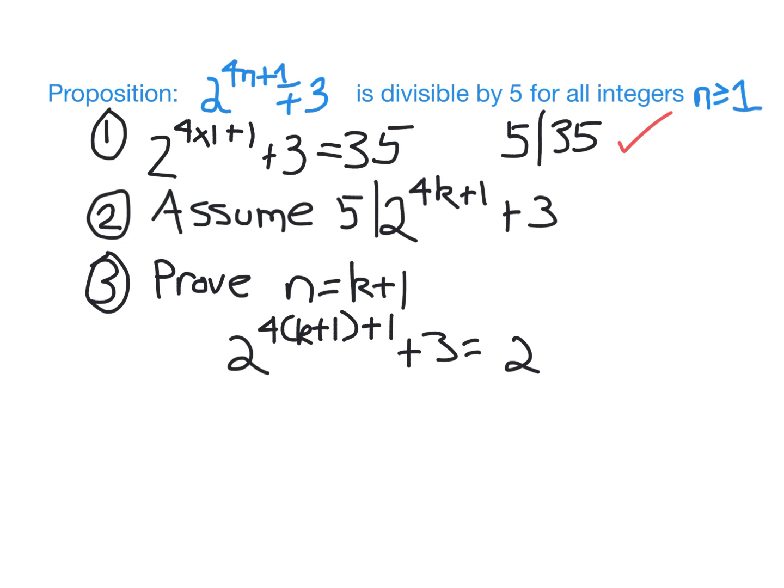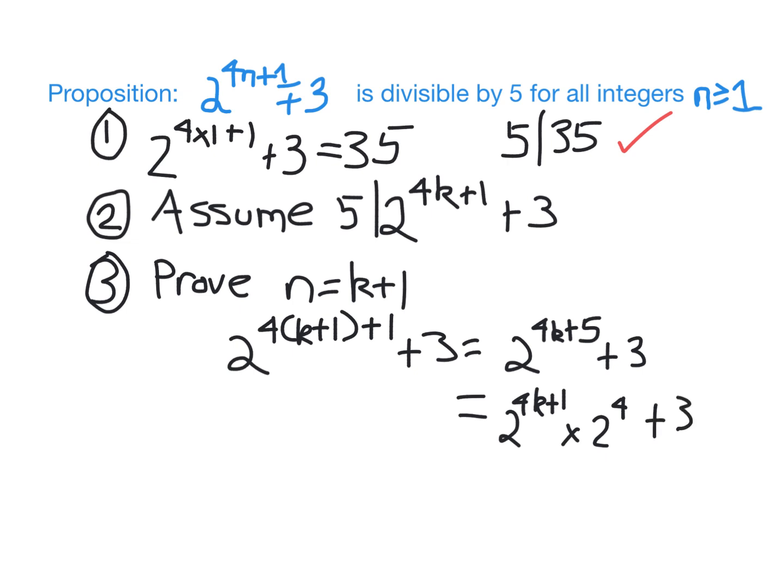I get 2 to the power of 4k plus 5, plus 3. So that's what I get when I expand this bracket and simplify. I need to show that this is also divisible by 5. But I can use my assumption here. So note that this here, using our index laws, is 2 to the power of 4k plus 1 times by 2 to the power of 4. Because when you multiply bases, you keep the same base and add the powers, 1 plus 4 being 5.